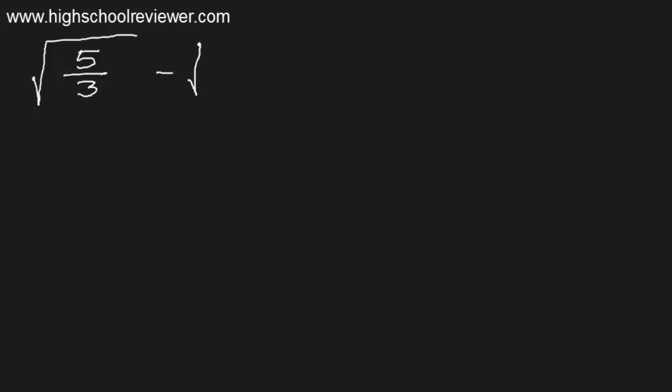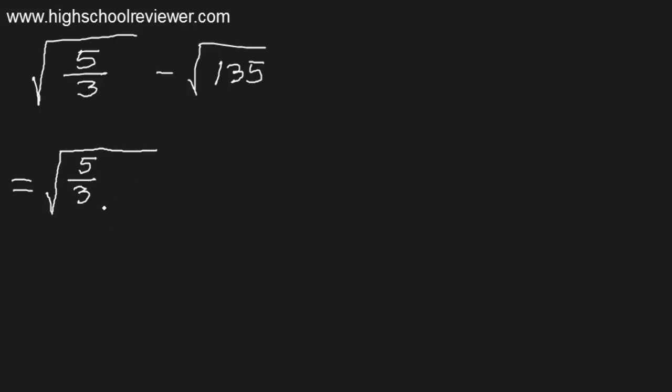minus the square root of 135. Now, to subtract these radicals, we will first simplify the square root of 5 over 3. Since this is a fractional radicand, this is what we are going to do. So square root 5 over 3.